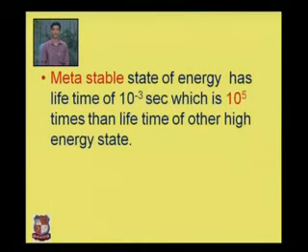So the metastable state of energy has a lifetime of 10⁻³ seconds, which is 10⁵ times more than the lifetime of other higher states. So your electron can remain in the metastable state for a longer time, so that you can accumulate the electrons in the metastable state and achieve the population inversion. That is, more electrons in the metastable state as compared to your ground state or the lower level. And due to this we can have stimulated emission, and due to that we can have amplification.